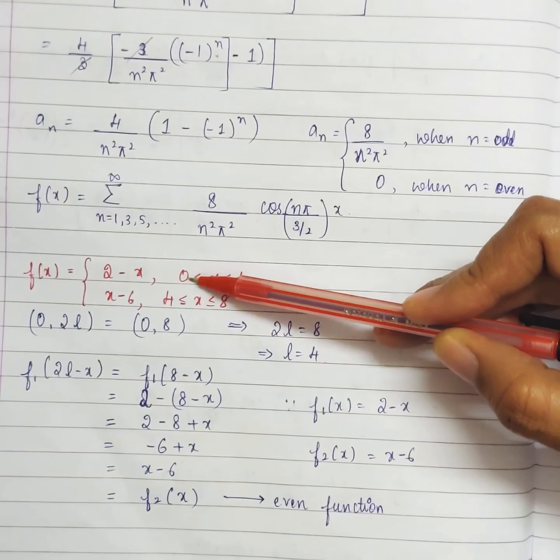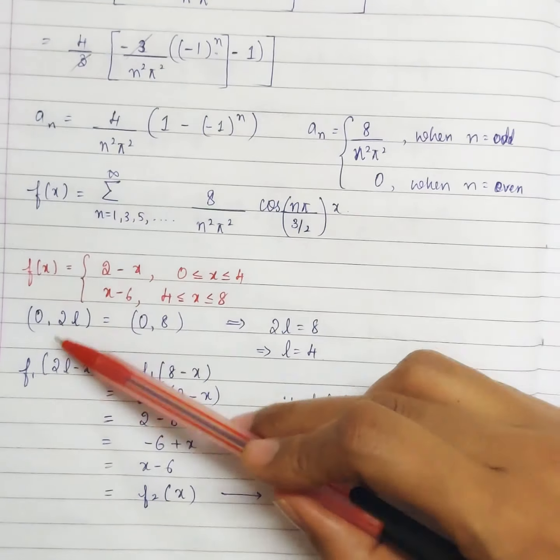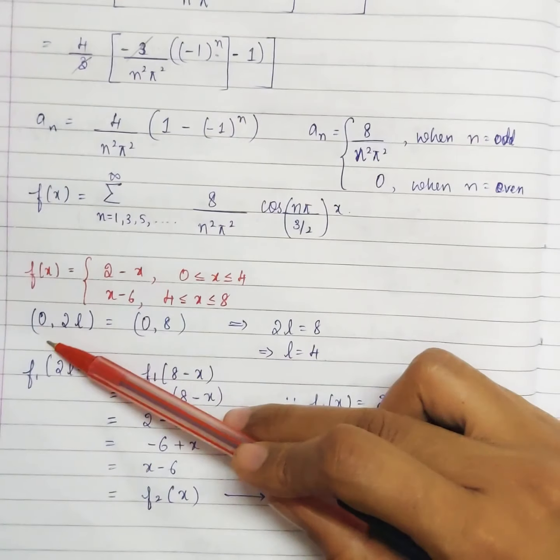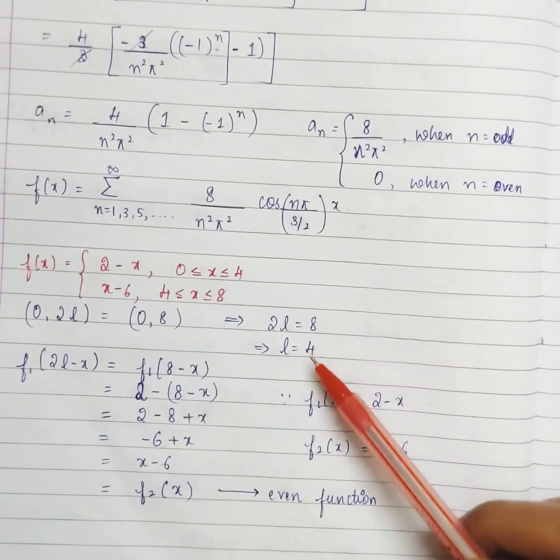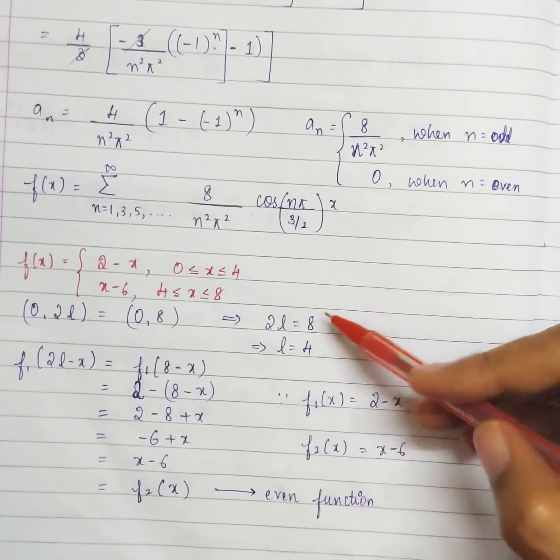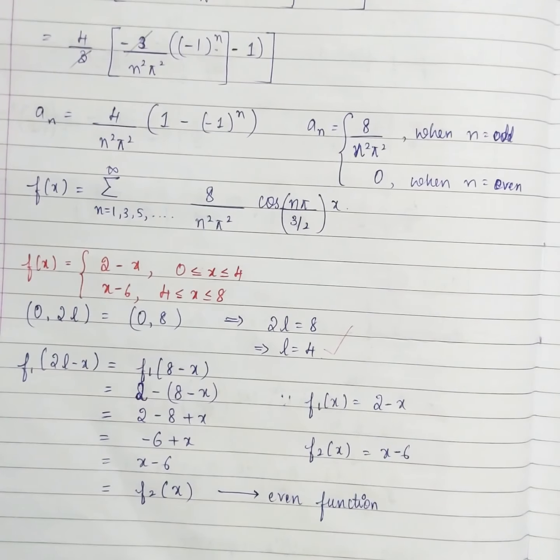Since it starts with 0, which interval will you compare with? 0, 2l. So 0, 2l is 0, 8. In the place of 2l we have 8. Therefore l is 4. We fixed l. Please be careful when you are fixing it there.